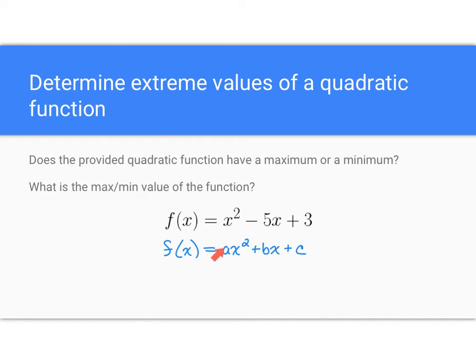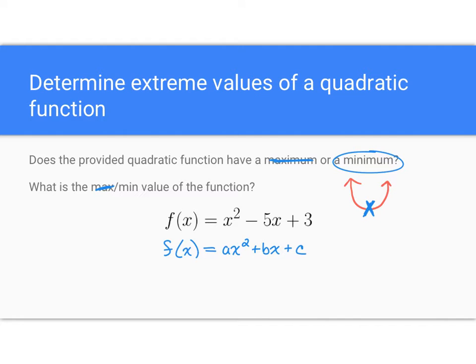You can look at the value of a. In this case it's 1, but more importantly it's positive. If a is positive, then the parabola would be opening up like that, and so you can see that this is going to have a minimum, not a maximum. Okay, then how can we get the value?